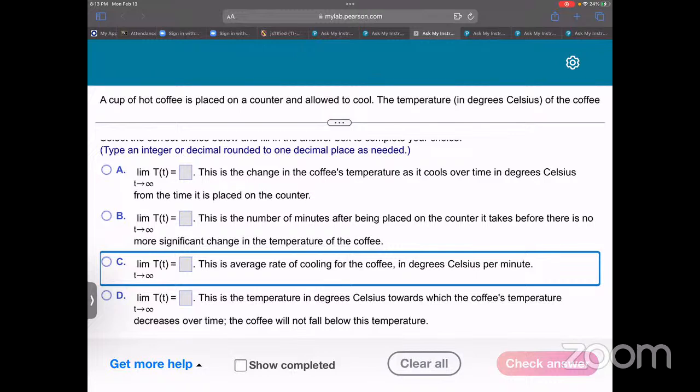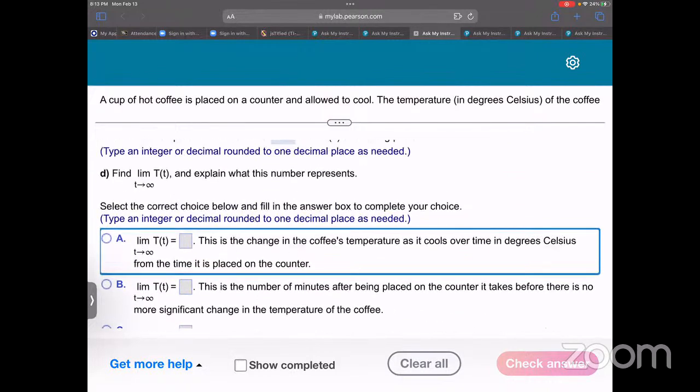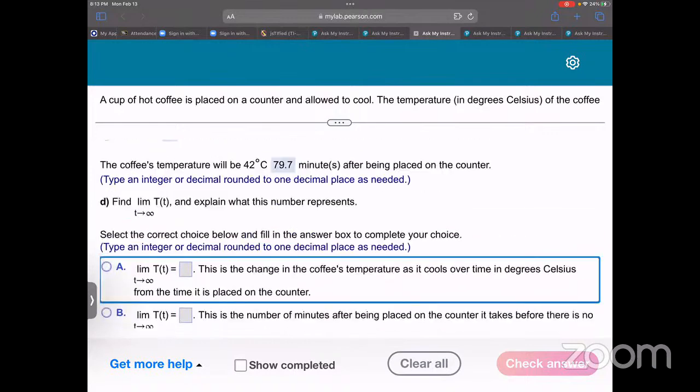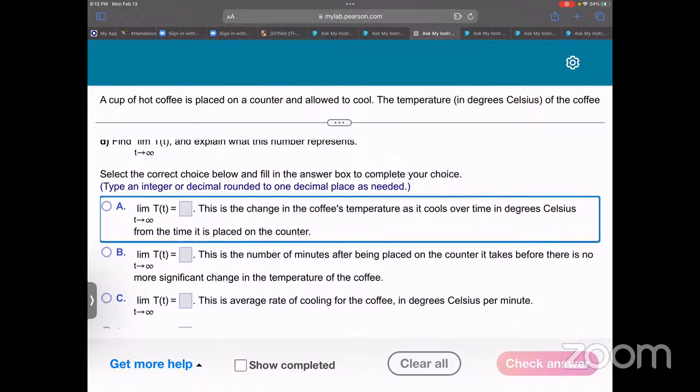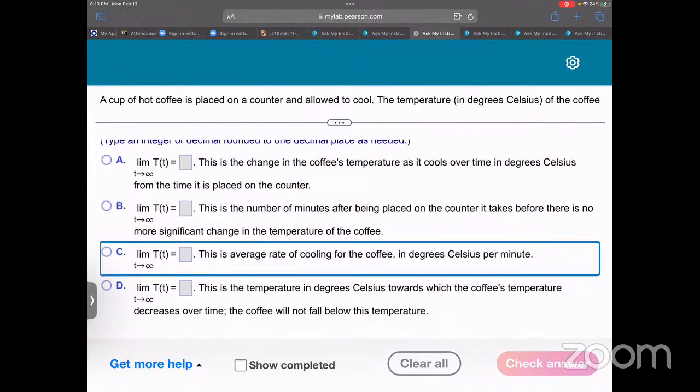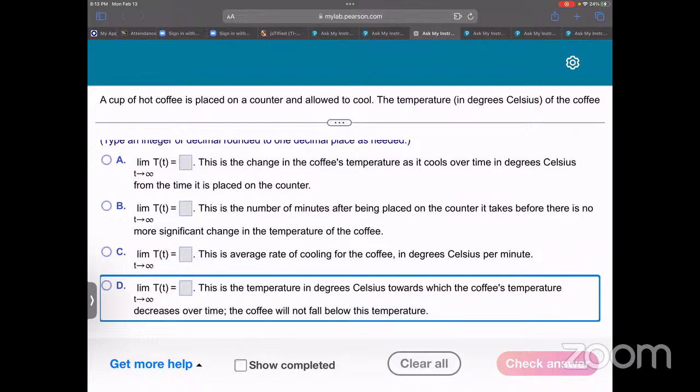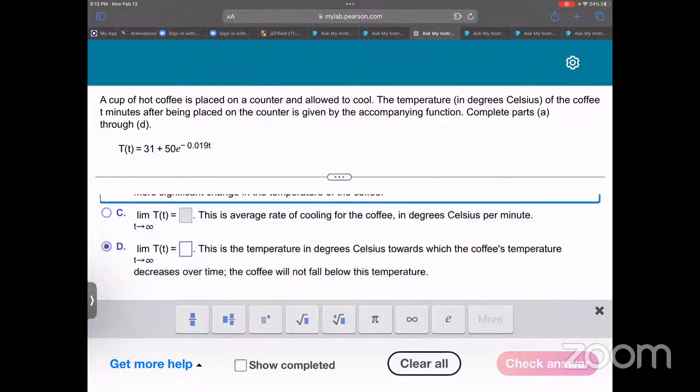It can go below that. Let me think about this. We got a result of, we said 31 degrees. Let's see. I guess it's room temperature. I'm thinking, let's go with D. Let me put 31 into this one. I think it's this one. Oh, come on. Let's try 31 there.